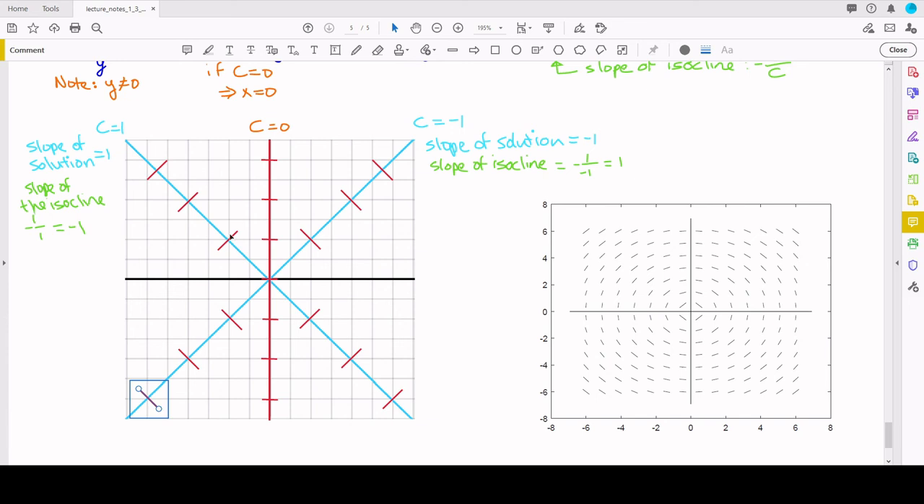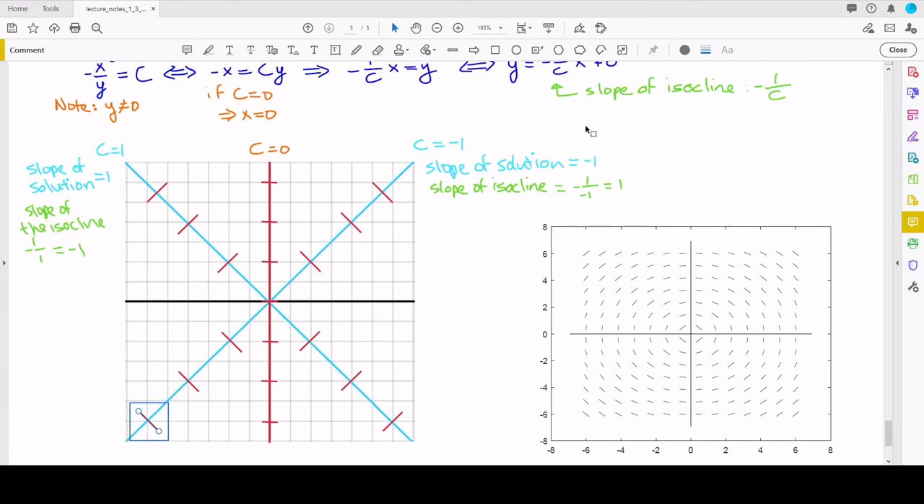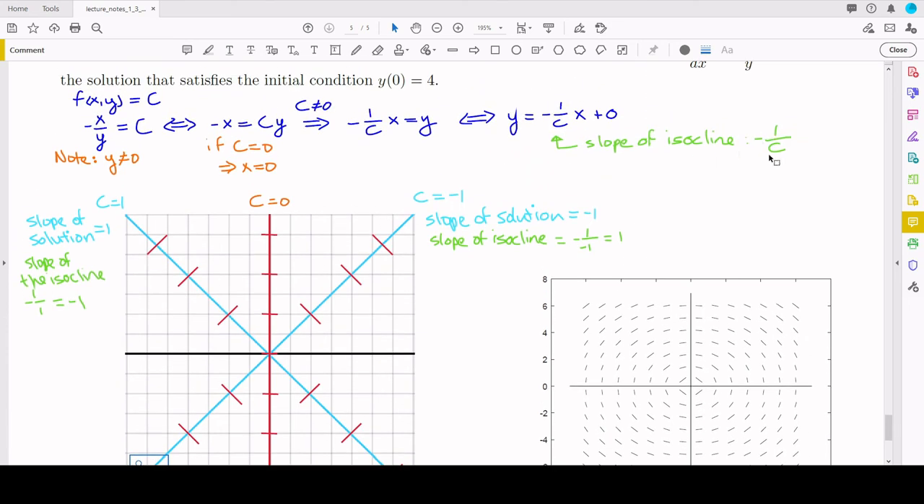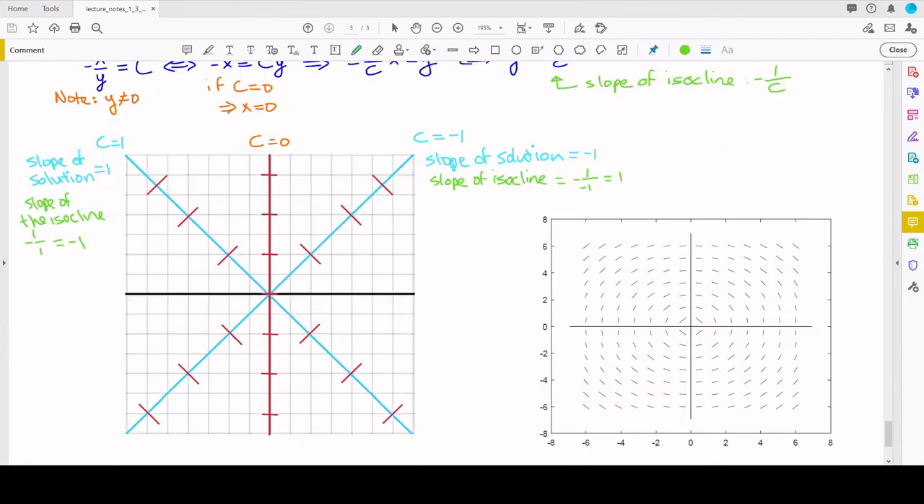And so if you had a little bit more time, you could do other values of c. For instance, c equals 2. Then the slope of the isocline would be negative 1/2. So it would be a line that would go like this, right? So the isocline would look like that. And then the slope of those little direction markers would be 2.